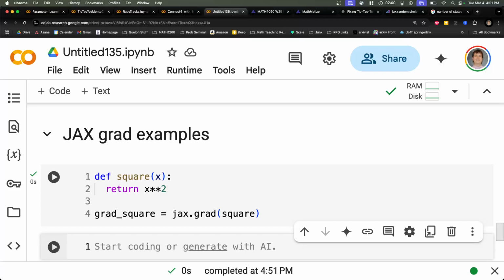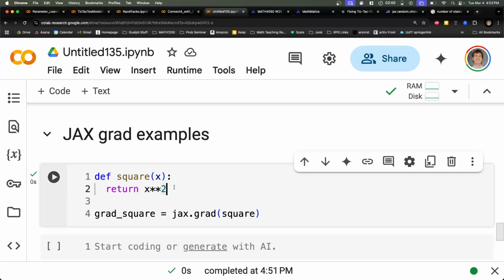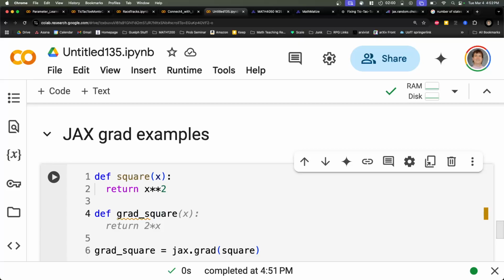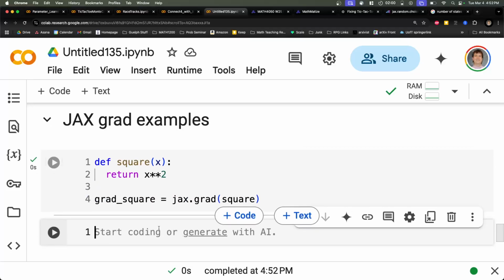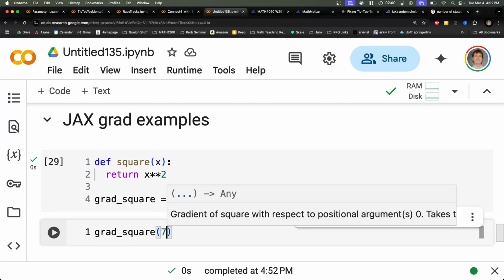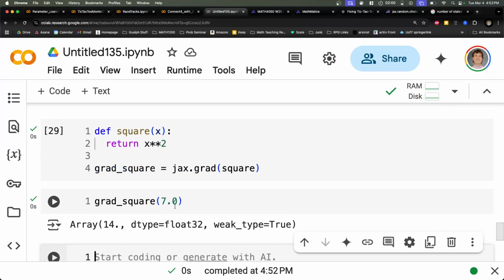What did it actually do? It made a new function called grad square. It's as if I had typed in def grad_square, the gradient of the square function, the derivative, and had returned 2x. Of course, it does this automatically, so you don't have to do this. So for example, if I do the grad square of 7, it should return 14. Let's see. Okay, 14. Look at that. We did the derivative. You're laughing because this is so silly. You could have just done it by hand. Why are you torturing the computer to do it? Well, the computer can handle it no matter how complicated it is.